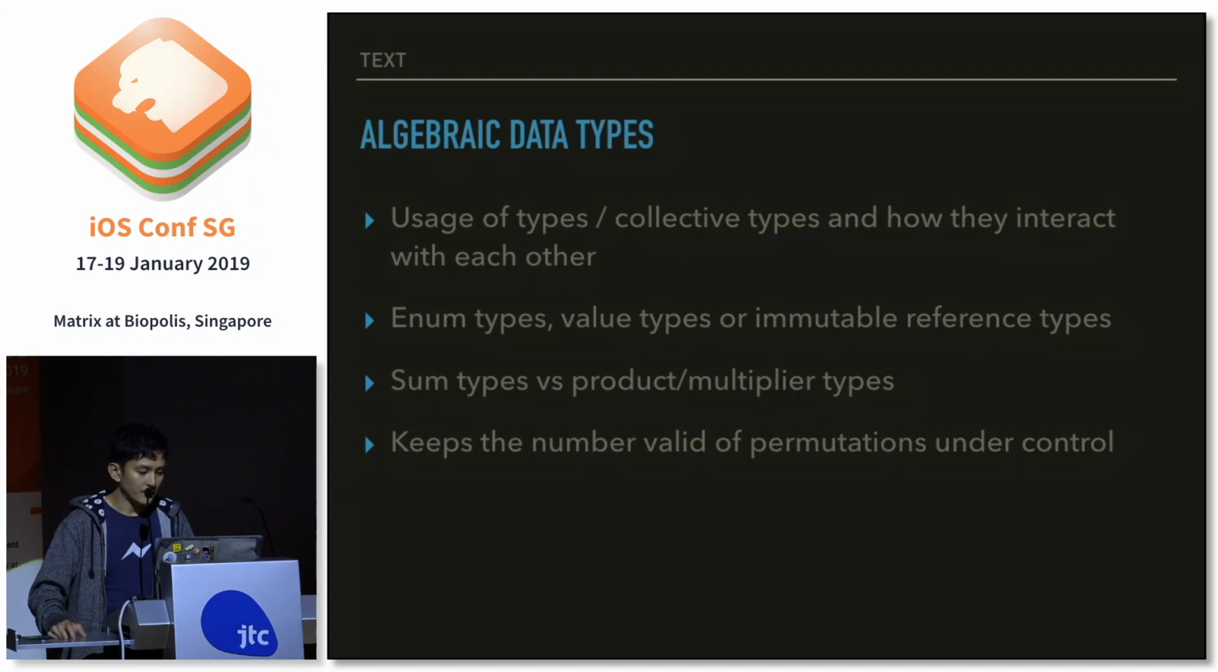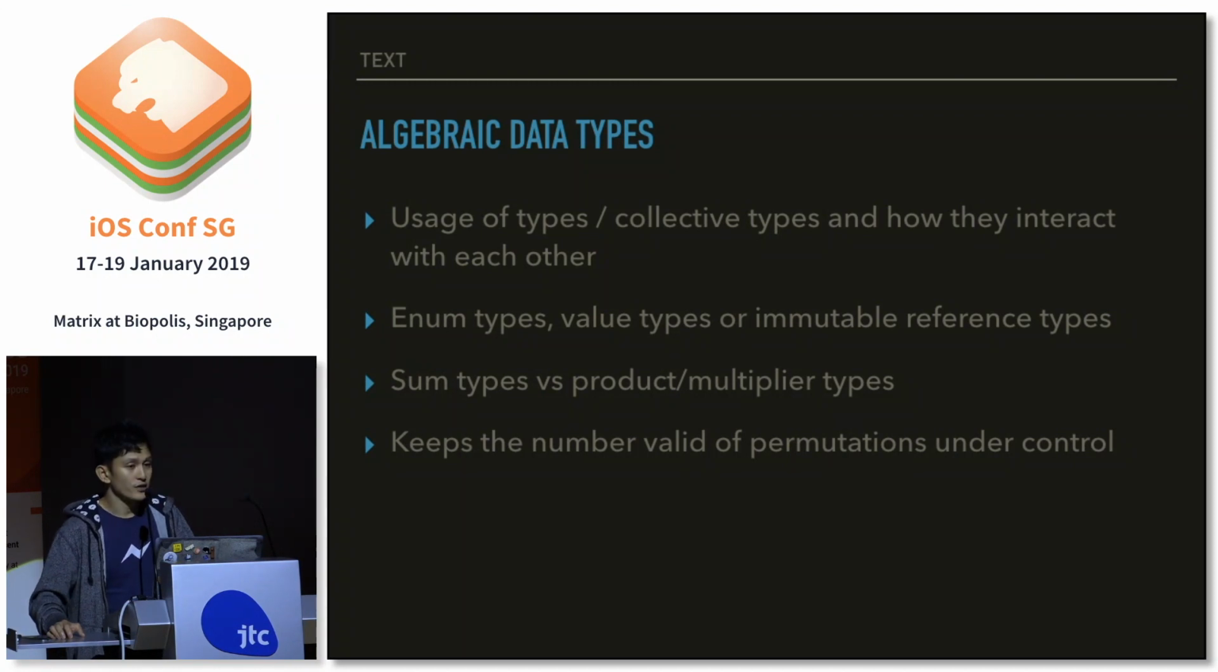So in Swift we have enum types, value types, and what I call immutable reference types, which is like a class, but they have protections, like a UIImage. You cannot mutate them, but they are reference types. And the next point is sum types versus product types.